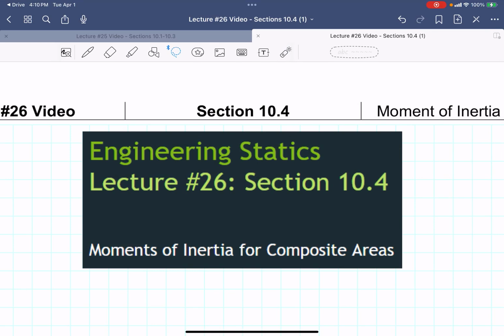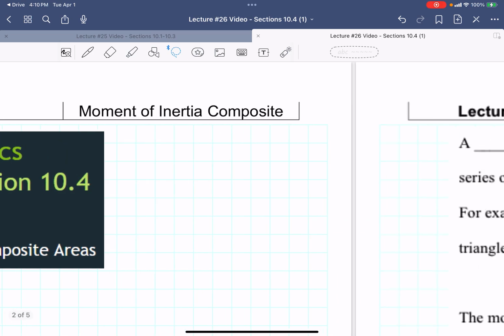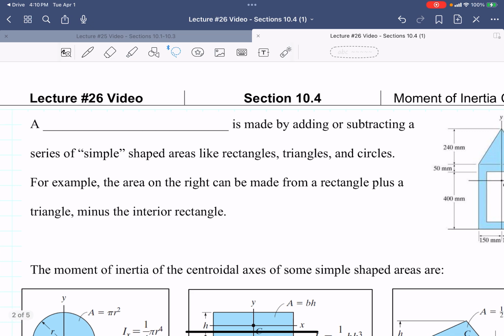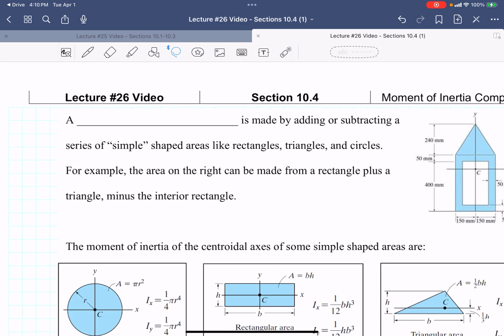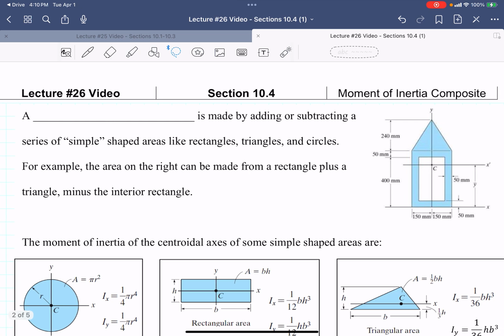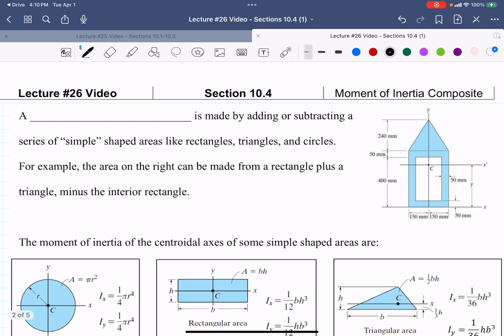Lecture number 26 for engineering statics over section 10.4. We're going to continue learning about moments of inertia, but now we're going to do it over composite areas, and we are going to use the tables that you got in class, or if you want to find them, they are in the back of the textbook, which is linked in Schoology. So we're going to start here talking about composite shapes.